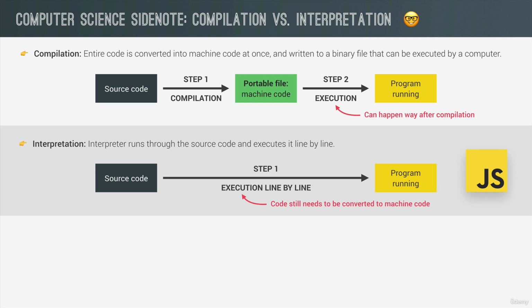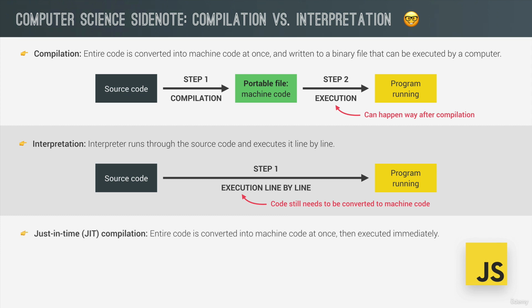That would be completely unacceptable, right? Now, many people still think that JavaScript is an interpreted language, but that's not really true anymore. So instead of simple interpretation, modern JavaScript engines now use a mix between compilation and interpretation, which is called just-in-time compilation. This approach basically compiles the entire code into machine code at once and then executes it right away.